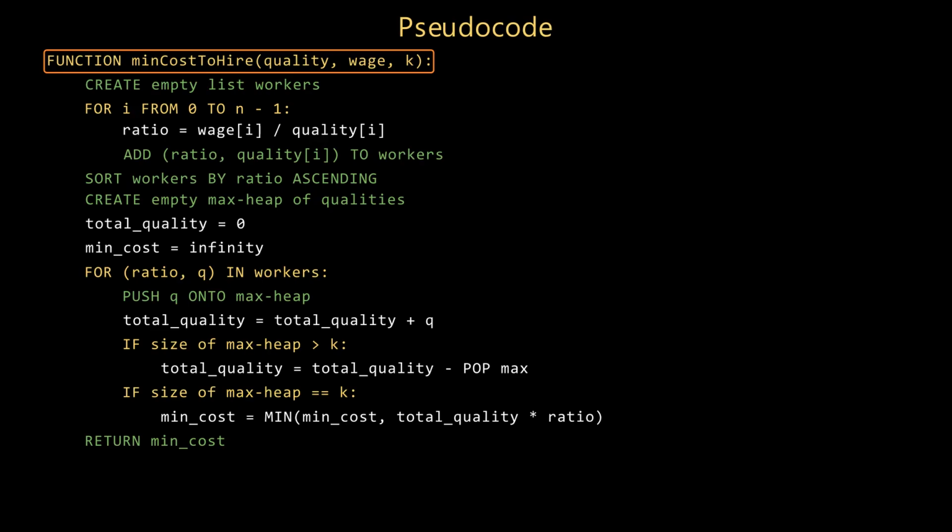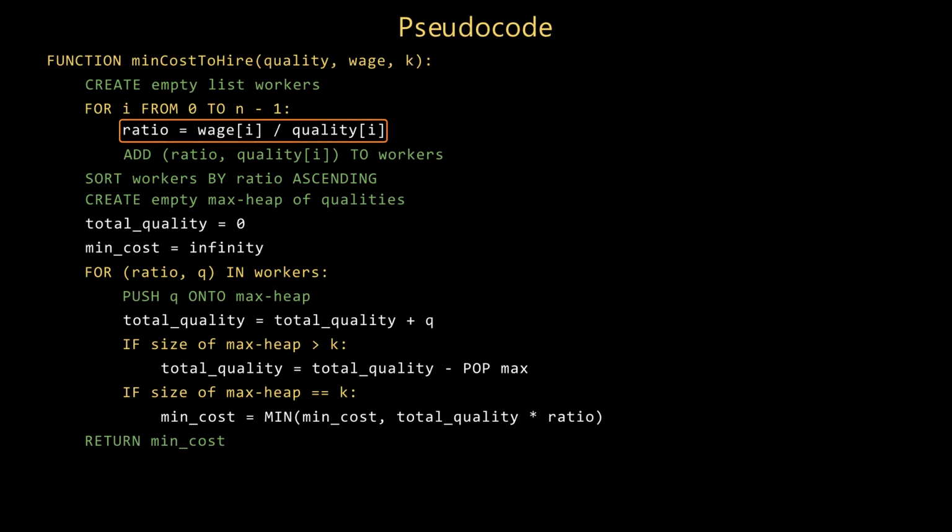We define our routine, given each worker's quality and minimum wage, and the team size K. We start with an empty list of worker profiles. We loop over every worker. For each one we compute the cost per unit of quality, the wage divided by the quality. We store that ratio together with the worker's quality. Then we sort all workers from the cheapest unit rate to the most expensive.